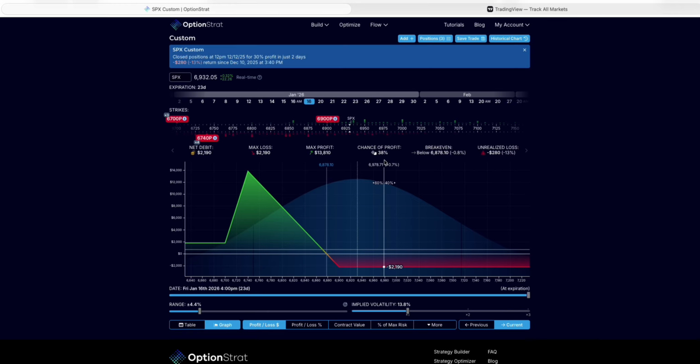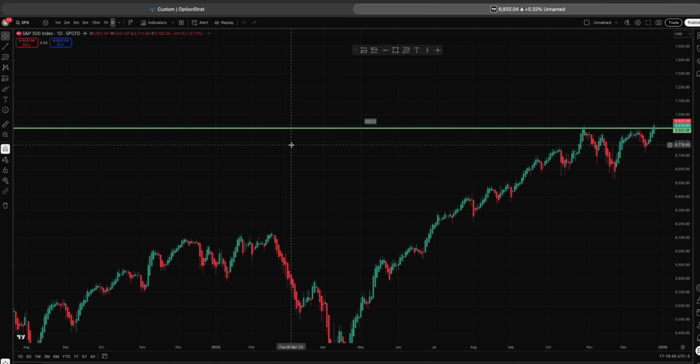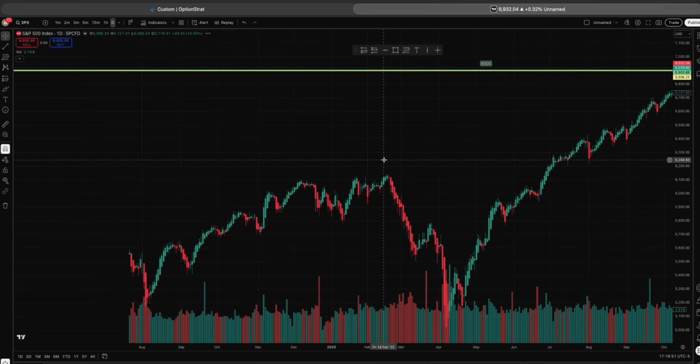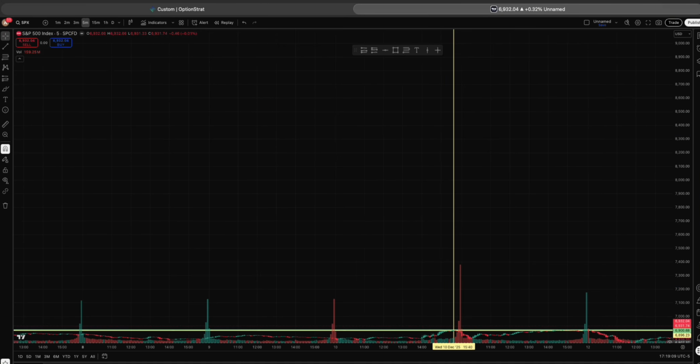Alright traders, let's break down this trade, my 143 butterfly setup on the SPX. I opened this trade on December 10th, 2025 at around 3:40 p.m. just minutes after the Fed announced a 25 basis point rate cut. Now let's pull up the SPX chart on TradingView and jump to that exact moment. Around 3:40 p.m., SPX was trading near 6,890, hovering right around the 6,900 level, which at that point was an all-time high.